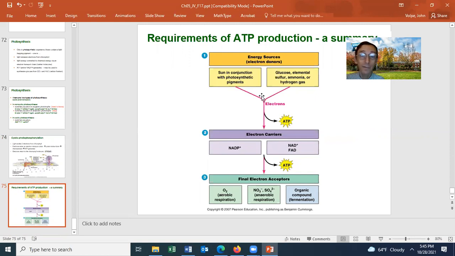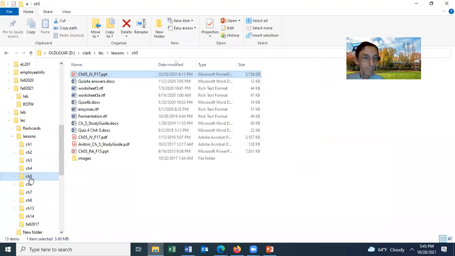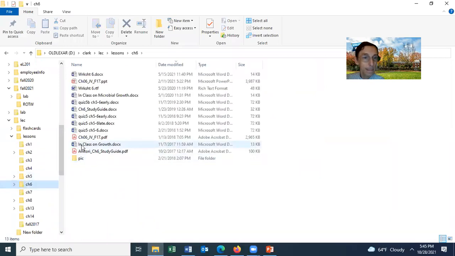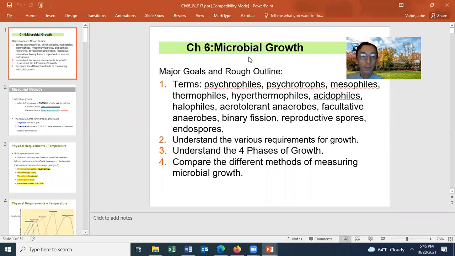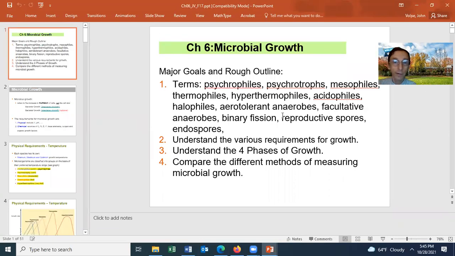All right, if not, that's it for chapter 5. Let's move on to chapter 6. Chapter 6 is on microbial growth. Of course, know the terms, understand the various requirements for cells to grow, understand that there are 4 phases of growth, know what they are, how they differ, what the order is, and then compare the different methods for measuring microbial growth.